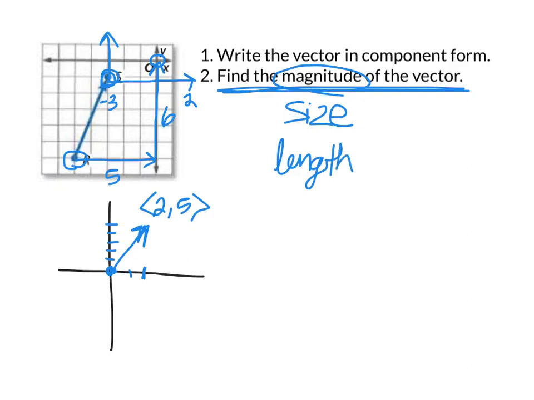So we need to find the length of this line, or this ray kind of. How can I find the length of a line on a coordinate plane? If it wasn't a vector, if it was just a regular line segment, and if I knew that one of the points was 2, 5 on one end point, and if I knew that the other end point of the line segment was 0, 0, how might we find the length of that line segment?